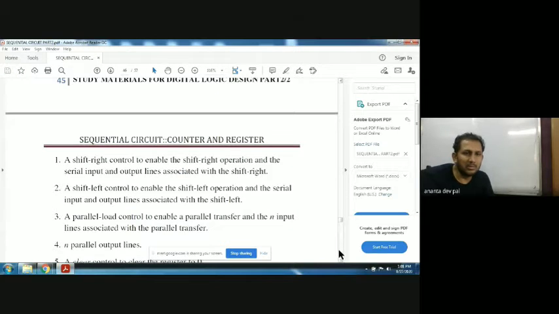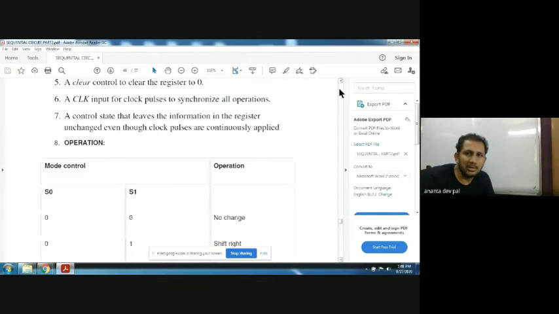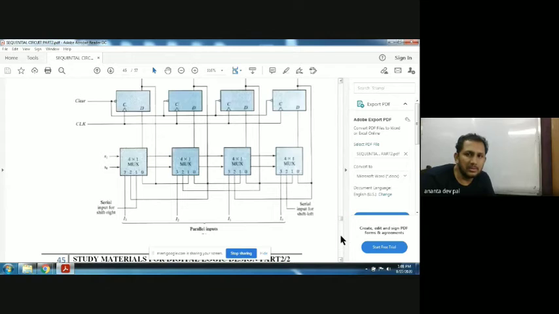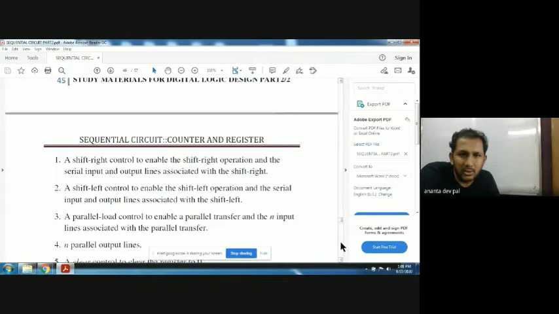This is the working of the shift register. Shift right control enables the shift right operation, with the serial input and output associated with the shift right. Shift left control enables the shift left operation. Shift left and shift right are the two control lines.